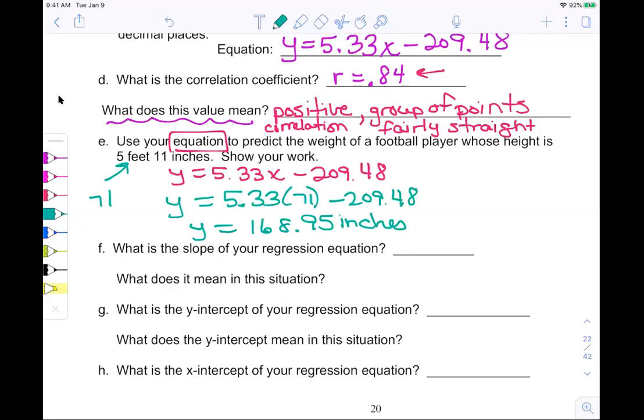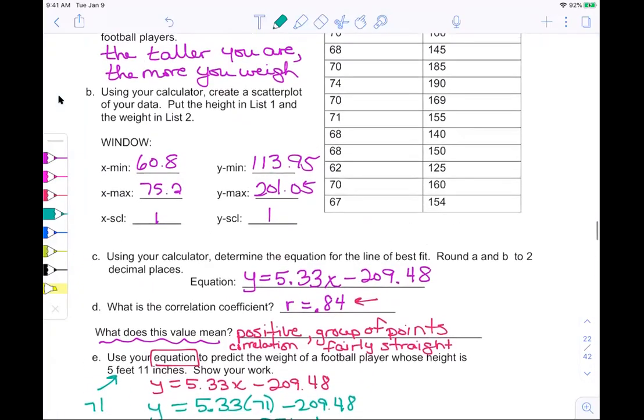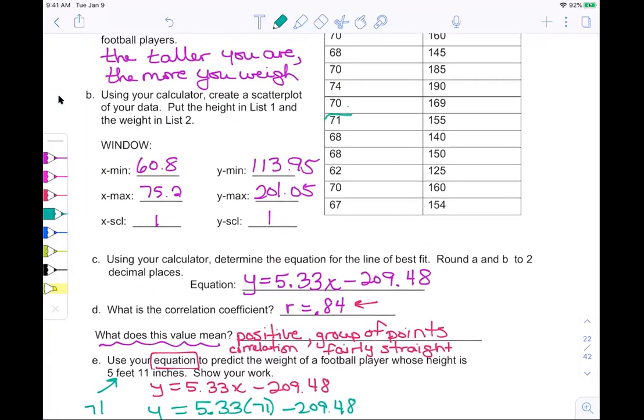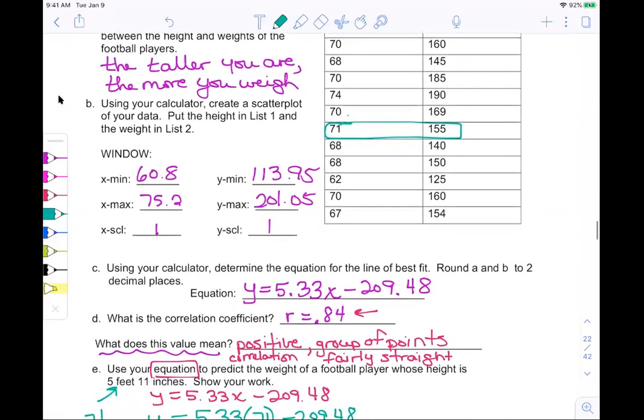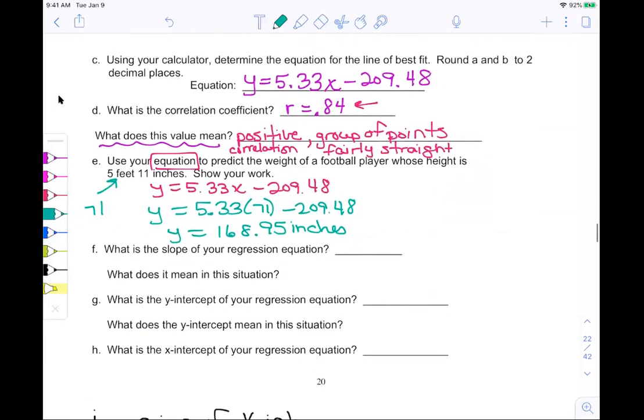If you're looking in the table, I see that somebody is 71 inches in the table, and that person is 155 pounds. But again, that's just one person from the data that we collected. My line represents the average overall, the people that are 71 inches on average.